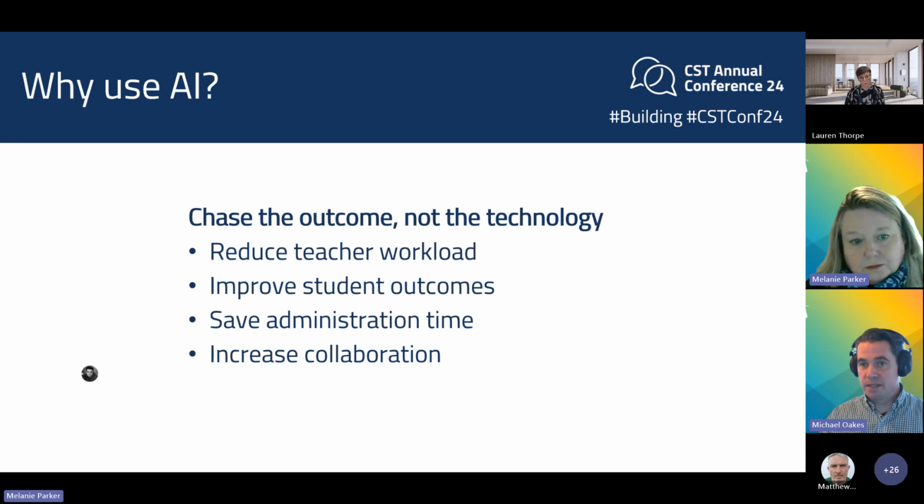So think about reducing teacher workload and how you could do that, and be specific about the areas where you can do that. Think about how you can improve student outcomes through this and use the right tools in the right places and limit to that. Saving administration time the same, and look at increasing collaboration through these tools. But be specific about what the outcome is before you start then implementing AI.